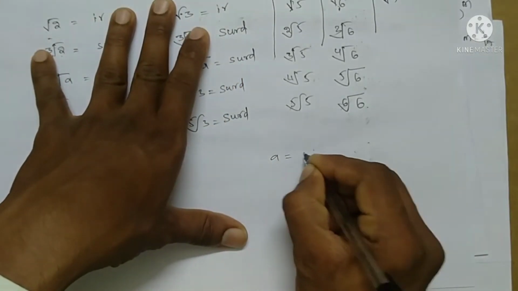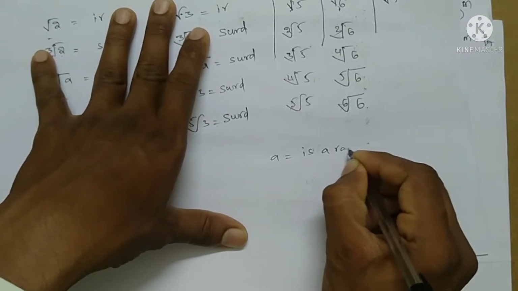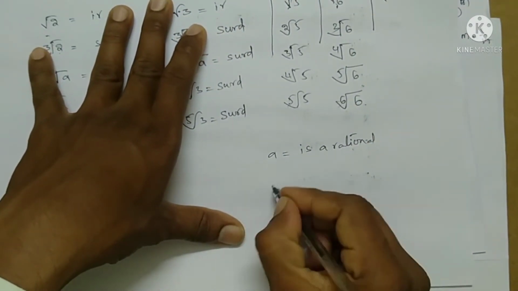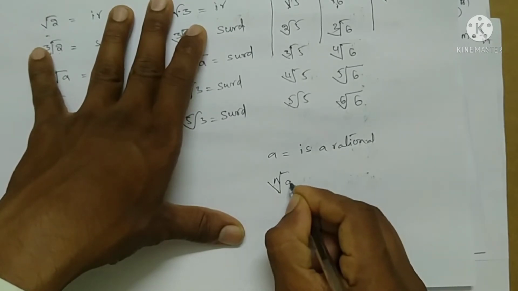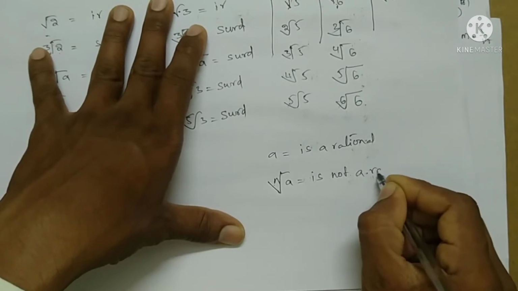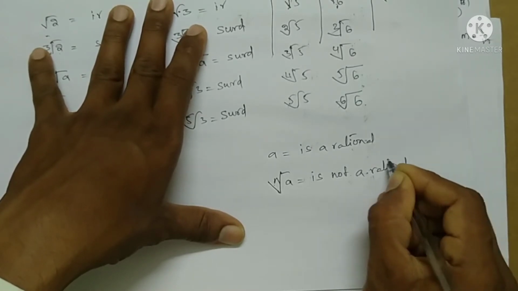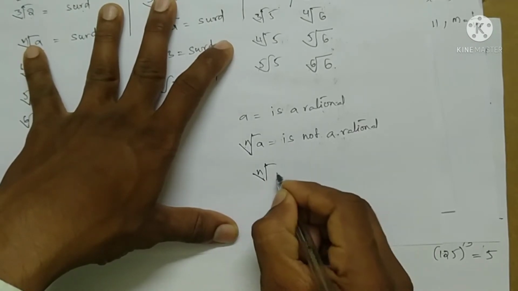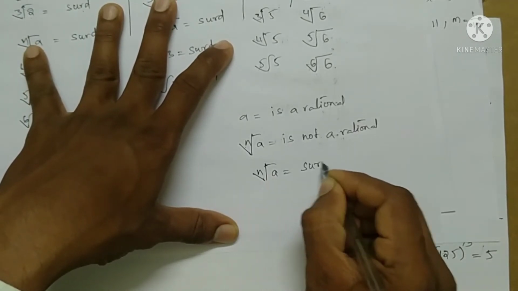If a is rational, and the nth root of a is not rational, then the nth root of a is called a surd.